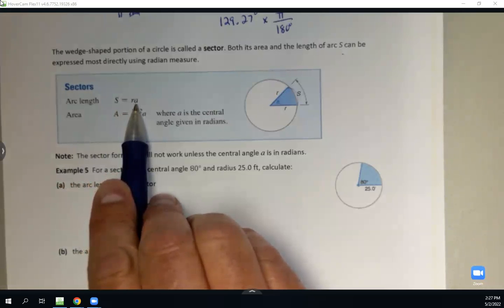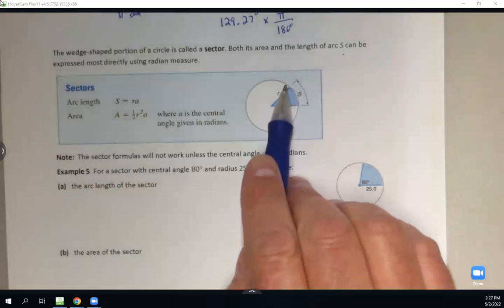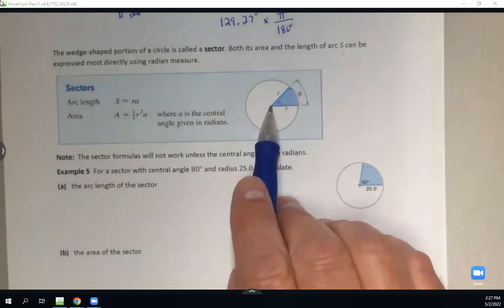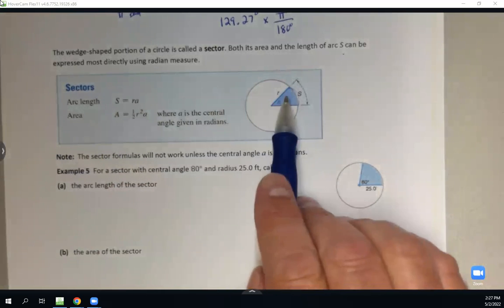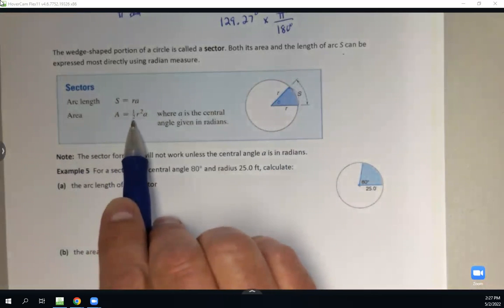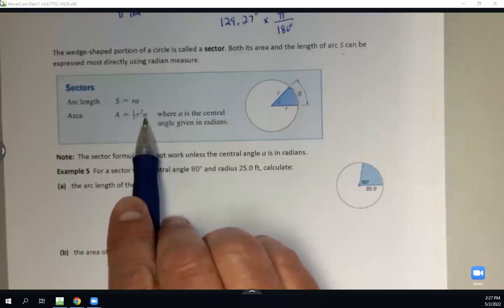Does that make sense? Okay. So whatever that length is, I can find it if I know the angle and the measure of the radius. The area of the sector is 1/2 times the radius squared times the angle in radians.